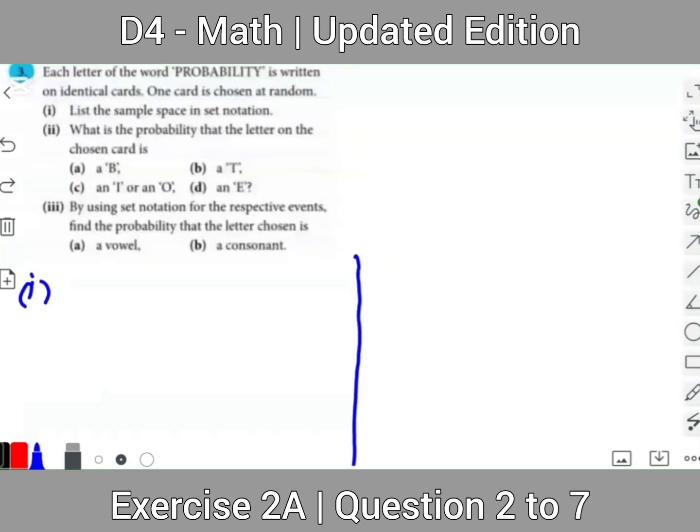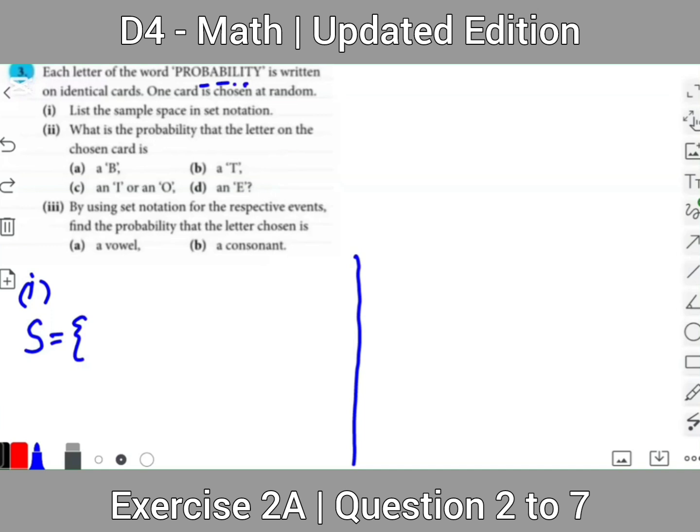Now in question 3, each letter of the word probability is written on identical cards. One card is chosen at random. In the first part, list the sample space in set notation. So let S be the sample space. Since the word probability has some repetition of letters, there are two B's in the word probability, and there are two I's in the word probability.